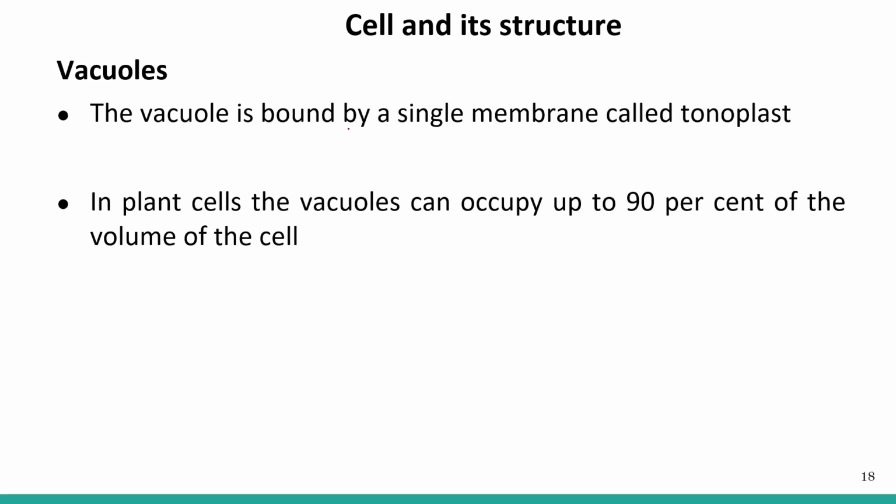The vacuole is bound by a single membrane called tonoplast. So this is very important. The membrane of the vacuole has a specific name, that is called tonoplast. In the plant cell, the vacuoles can occupy up to 90% of the volume of the cell. Very, very important. So 90% of the volume of the plant cell is occupied by the vacuole.